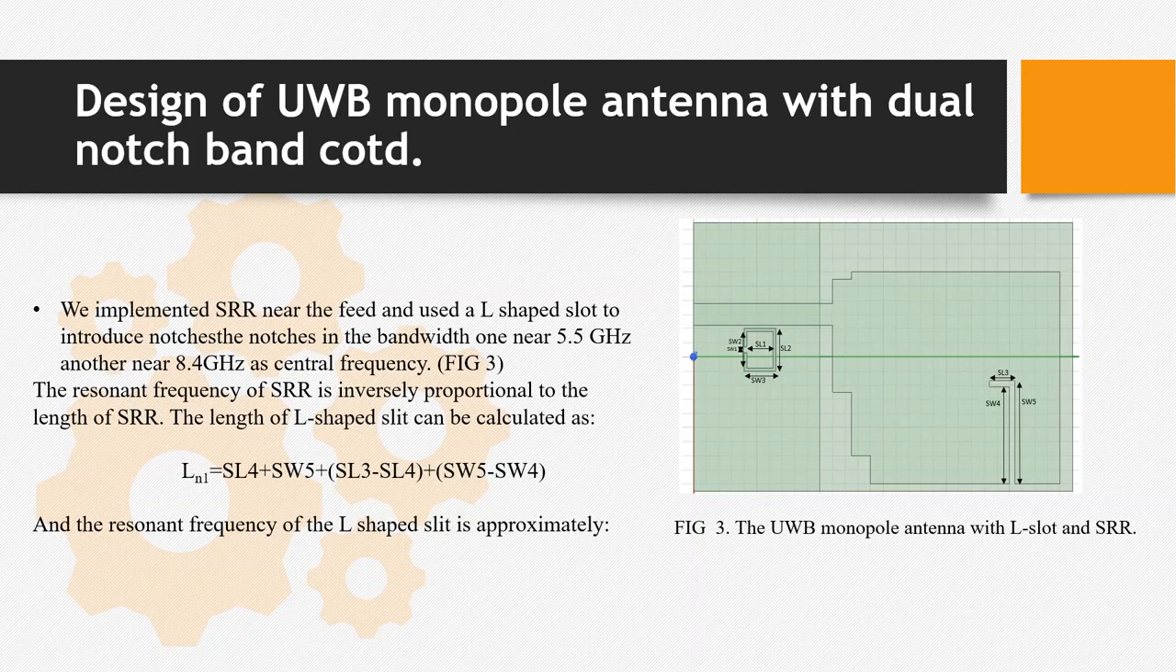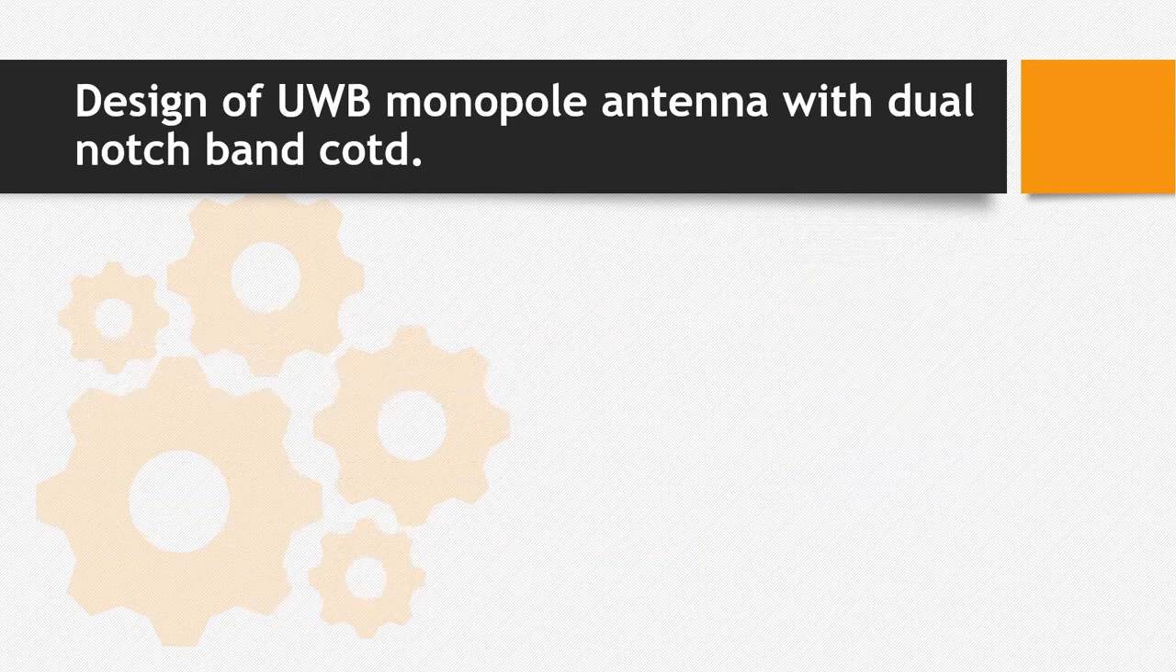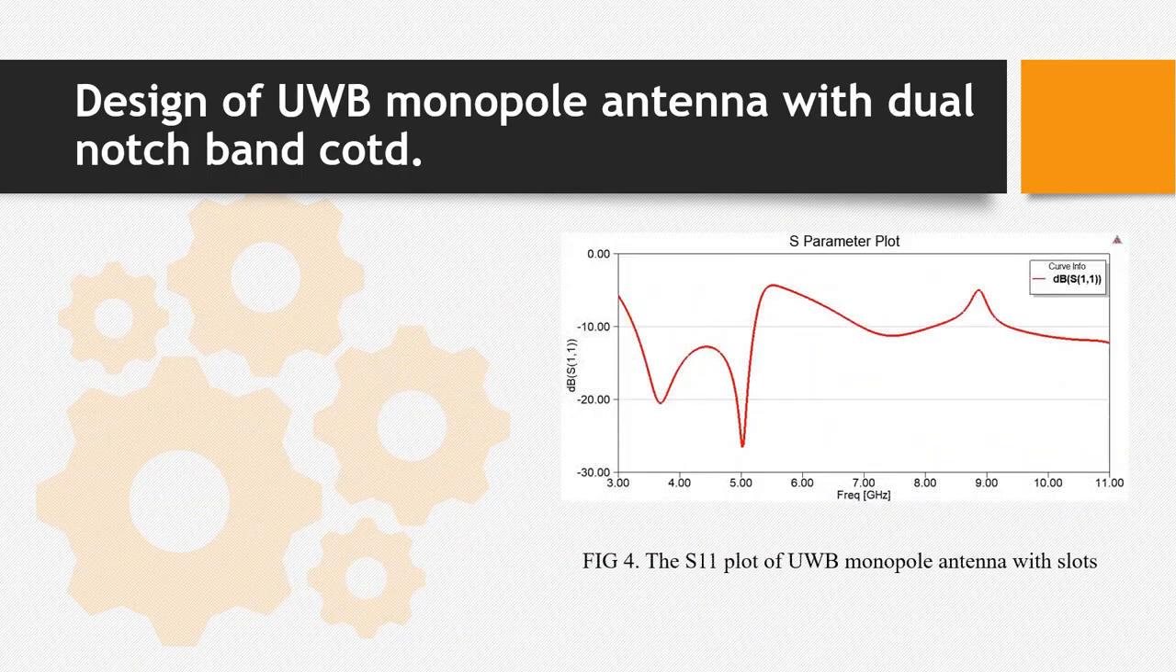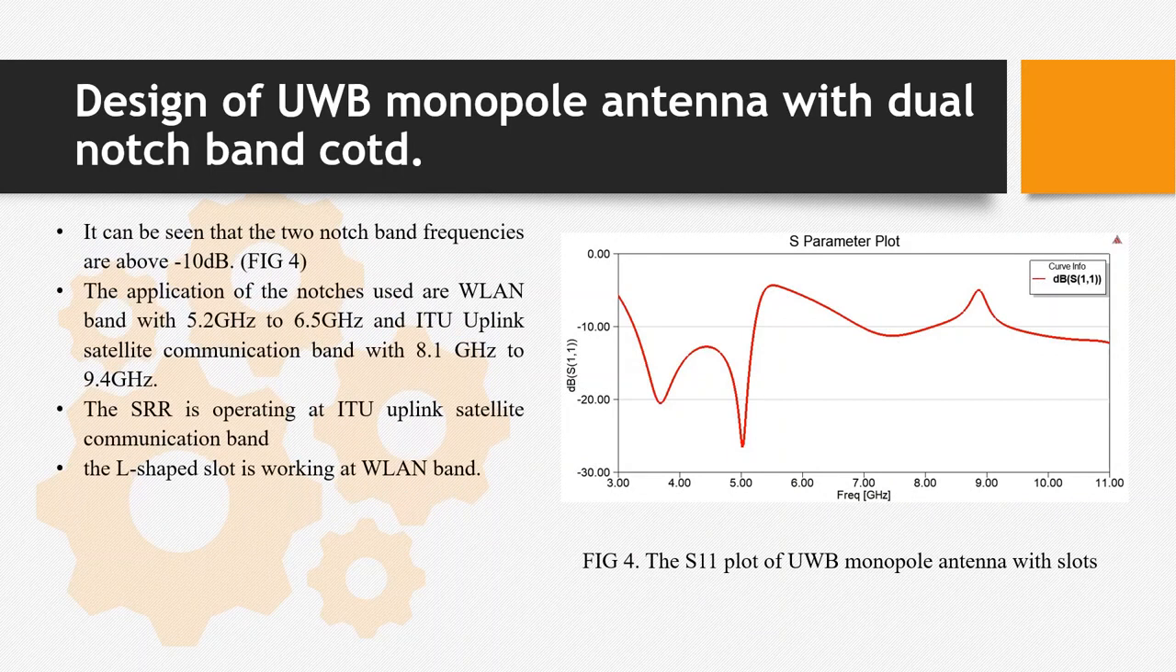The approximate resonant frequency formula is given. These are the SRR slot and L-shaped slot. It is seen that the resonant frequency depends on the dimensions of these slots. Here the S11 plot is shown. It is seen that the two notches are introduced, which are above -10 dB. The bandwidth range is given. The upper frequency notch is for the SRR and the lower one is for the L slot.